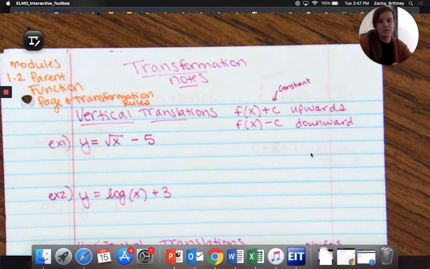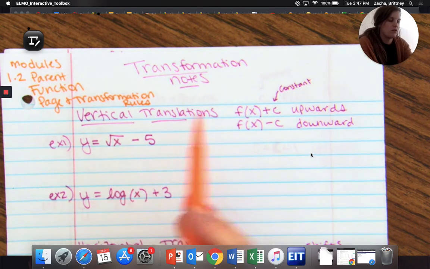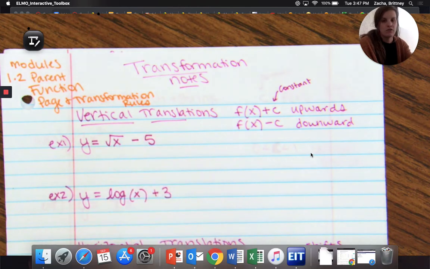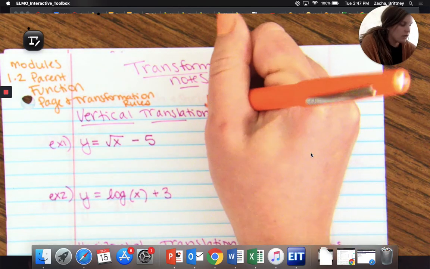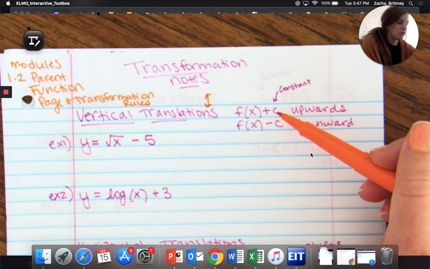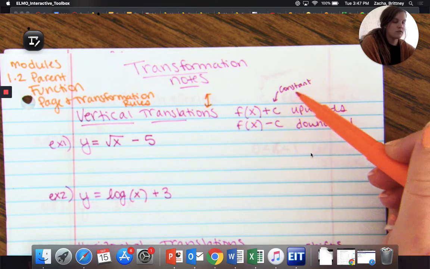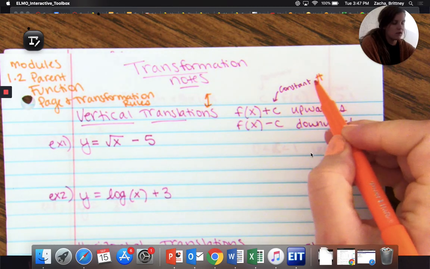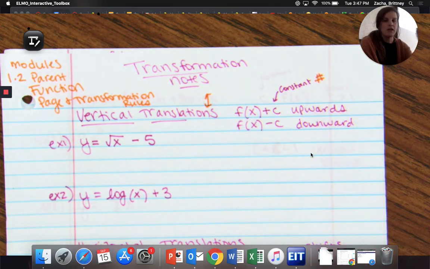But I'll just take some time to interpret what those rules mean. The first thing you'll see in that document are vertical translations. Vertical is up and down, right? And notice that corresponds to your rules here. I just made a note that C in that document represents a constant, which is any number. These rules are generic because it does not matter the function: square root, log, quadratics, cubic. It doesn't matter the function. The rules stay the same.